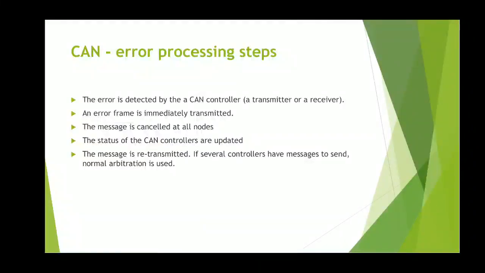If a CAN controller identifies that an error is happening in the CAN bus, the CAN controller will send the not acknowledgement signal to the transmitter, and so the transmitter will mark the frame as an erroneous frame.